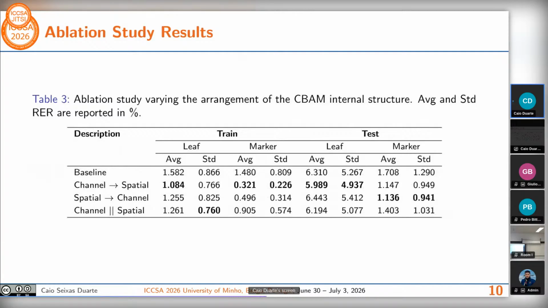Finally, 3 configurations were compared. First, channel attention followed by spatial attention, a sequential arrangement. Second, the reverse order, and finally, a parallel configuration. The original CBAM configuration, composed of the channel attention module followed by the spatial attention module, achieved the lowest errors for leaf error estimation. The other configurations obtained similar results in some scenarios, but did not consistently outperform the arrangement originally proposed by the CBAM authors. Therefore, this configuration was maintained in the final experiment.